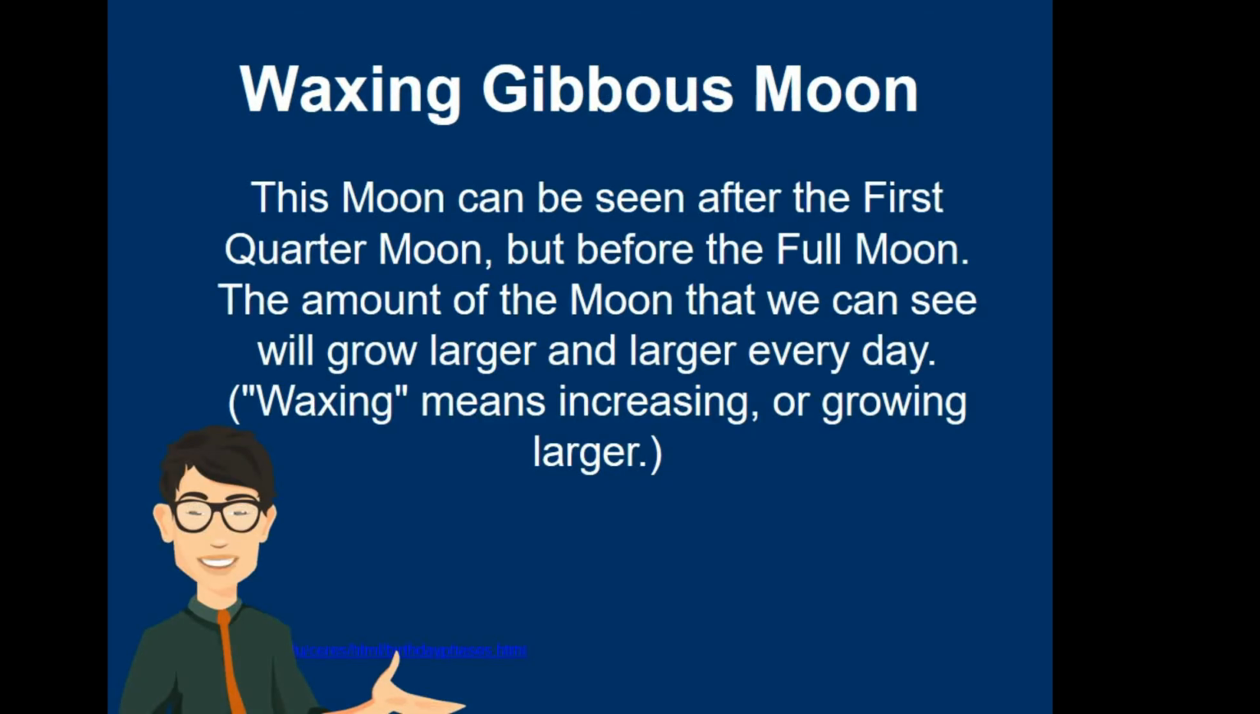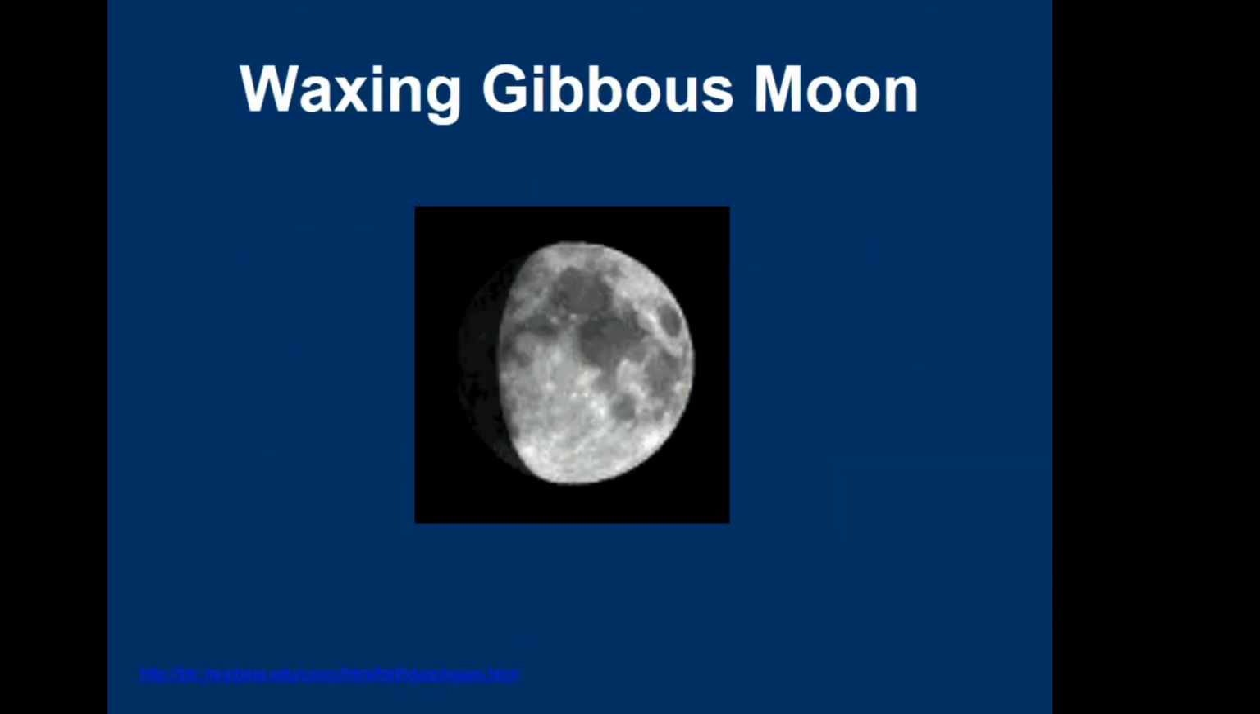Waxing gibbous moon. This moon can be seen after the first quarter moon, but before the full moon. The amount of the moon that we can see will grow larger and larger every day. Waxing means increasing or growing larger. And gibbous simply means convex, that it's more than half of a circle but less than a full circle.